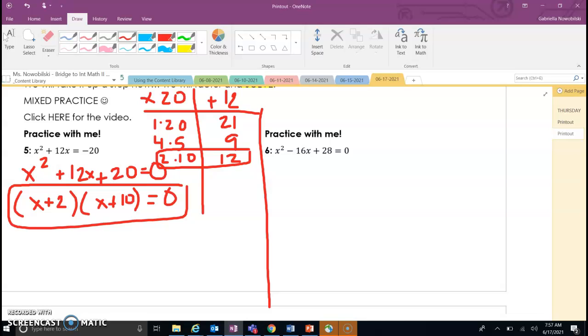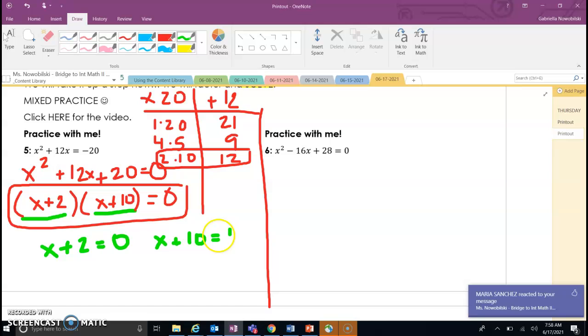Okay, then there's this additional step of solving. So how do we solve something that looks like this? Probably easier than you think. Okay, so what we're going to do is take each set of parentheses as its own equation. That's why we're setting it equal to 0. So I have x plus 2 equals 0 and x plus 10 equals 0. These are pretty much 2 mini linear equations that you're going to solve here.